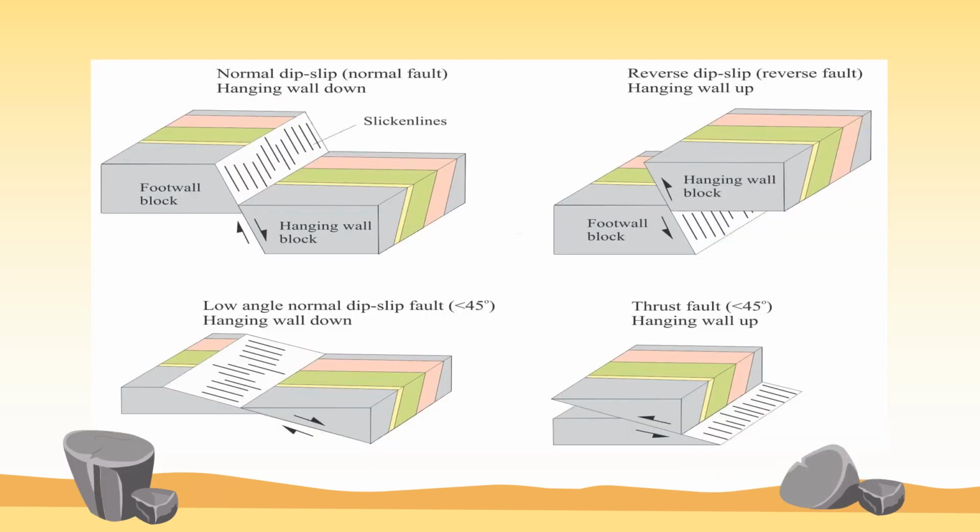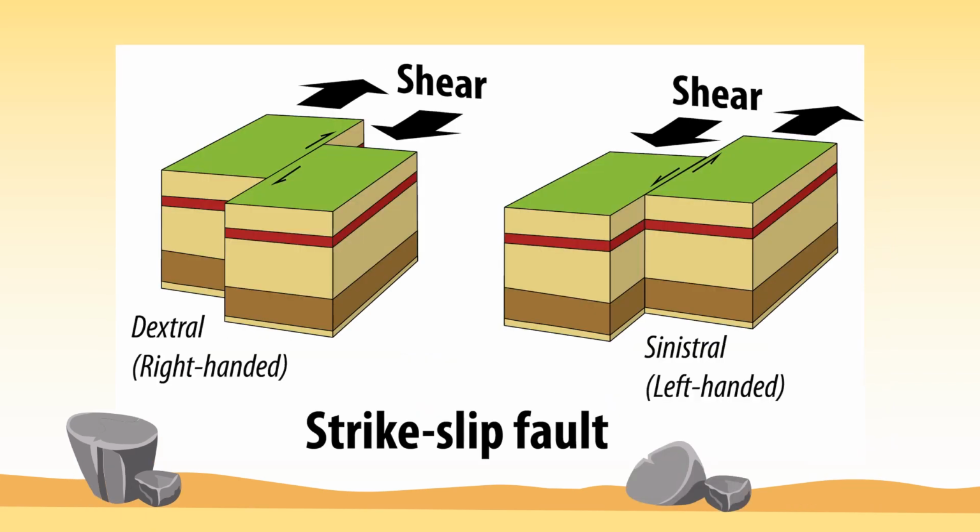In this figure, it shows how faults look like in normal dip slip or normal fault, reverse dip slip or reverse fault, and thrust fault. These figures show the strike slip fault. If you are right-handed, it is called dextral, and if you are left-handed, it is called sinistral.